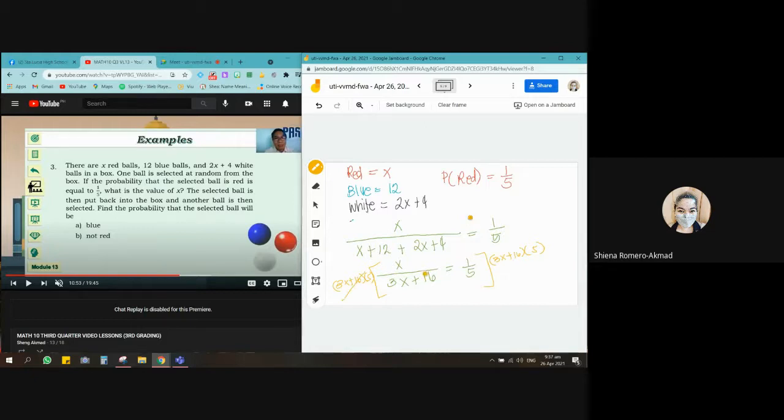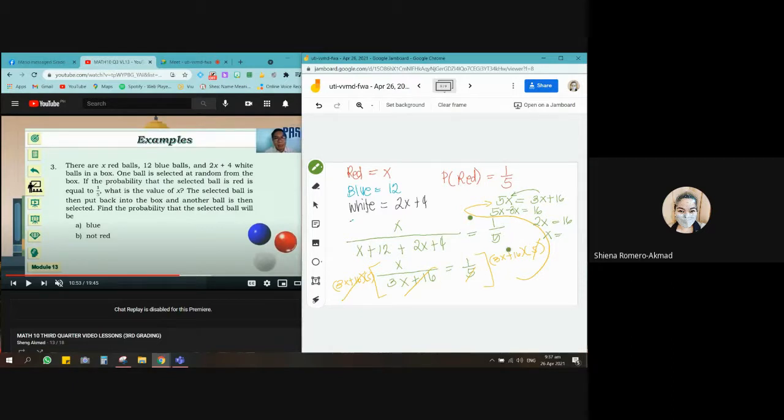So, syempre, maka-cancel out na to, no? Cancel out na din si 5. So, ang magiging result natin dito ay 5x equals 1 times 3x plus 16, or simply 3x plus 16. Transpose natin si 3x, we'll have 5x minus 3x equals 16. So we will get here 2x equals 16.